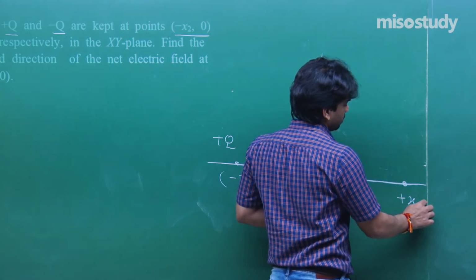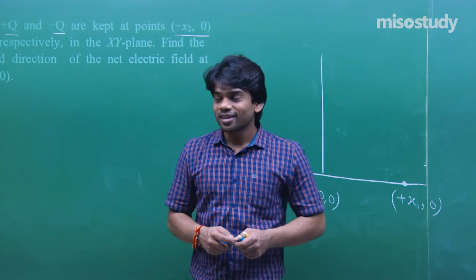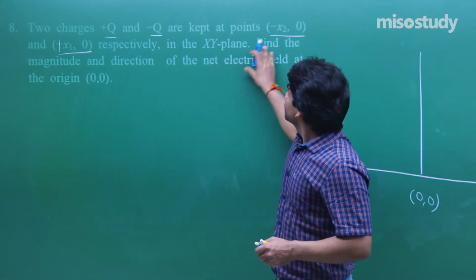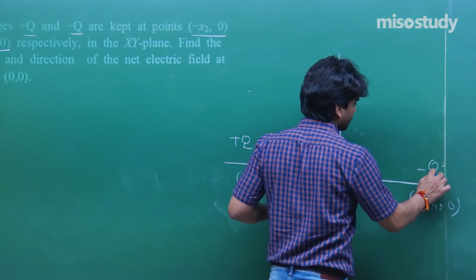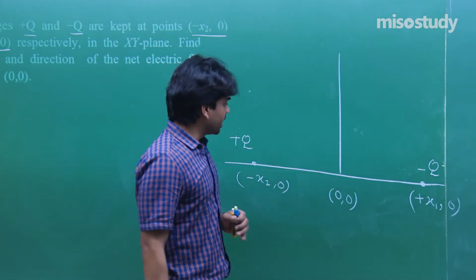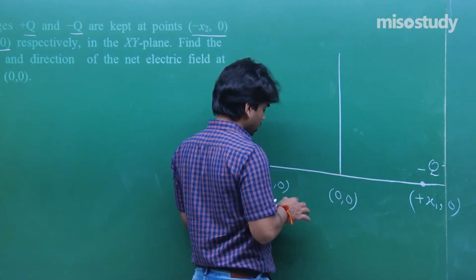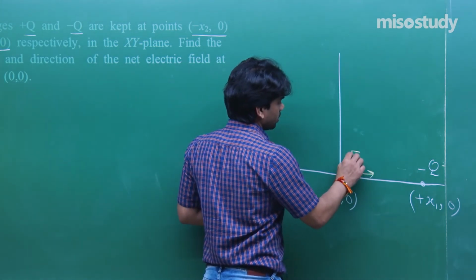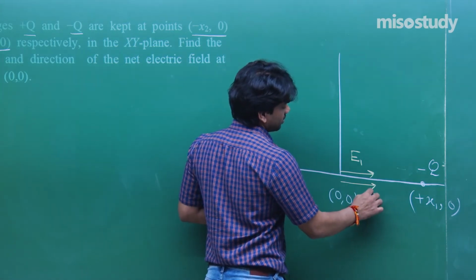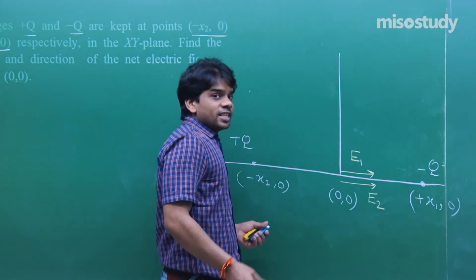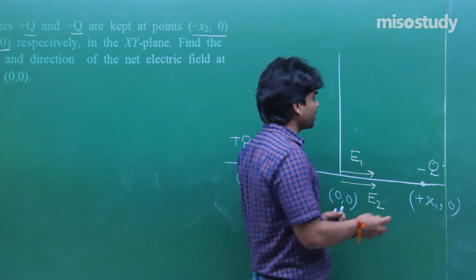You can also make it minus x1 comma 0, that will not be a big thing. And again the charges are placed as plus Q is here and minus Q is placed here. Now you see the electric field due to these two. For the plus q charge, it will be along this sense, E1 I am mentioning, and due to the minus q charge again it will be along this sense, E2. Both are along the same direction, so simply you have to add them.